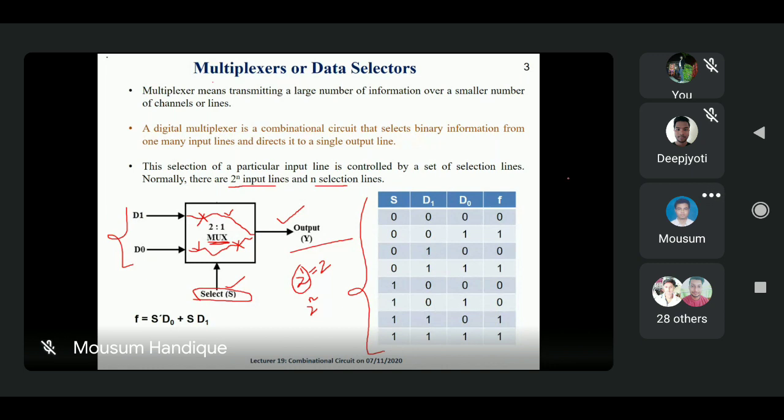Okay. So we can arrange it in this particular fashion. Suppose this one is the selection line, this one is D1. The sequence does not matter, you can write in any form. But always you can write the selection line as S, and D1 and D0 are input lines, and S is the selection line. And what is the output? Suppose according to the truth table I am using F, so it is F.